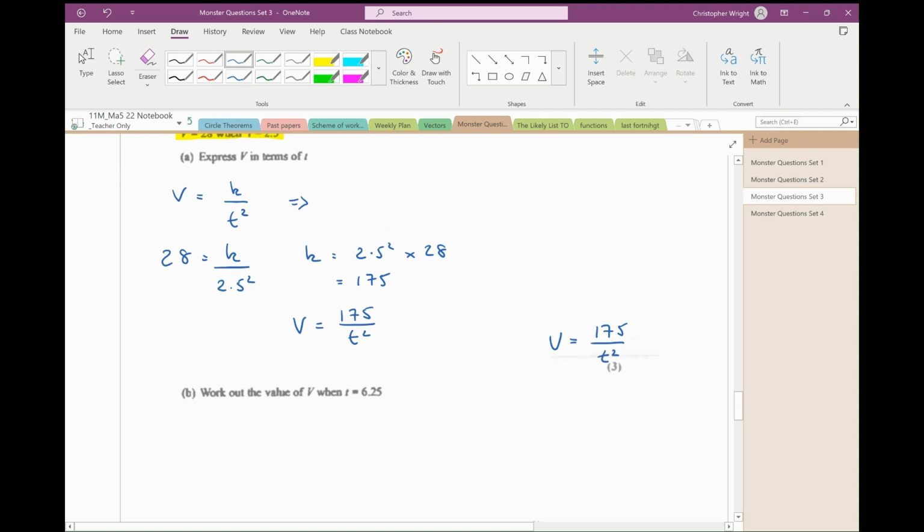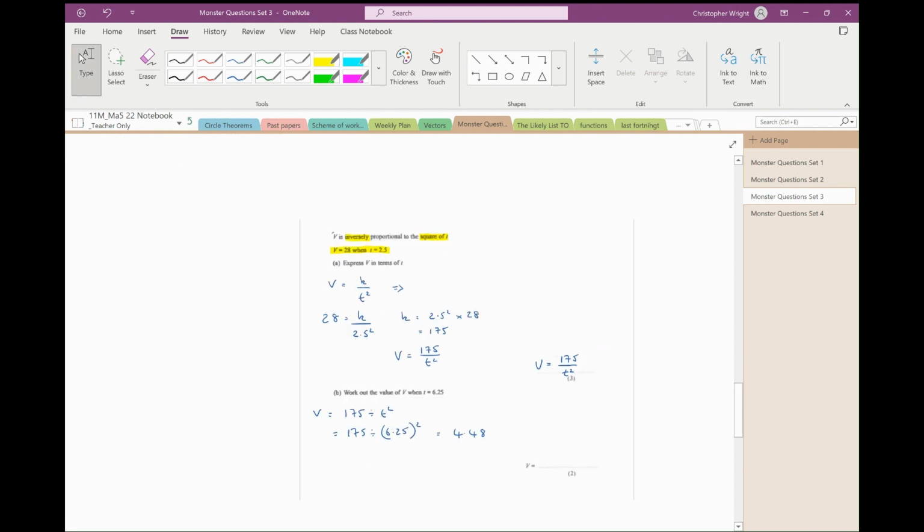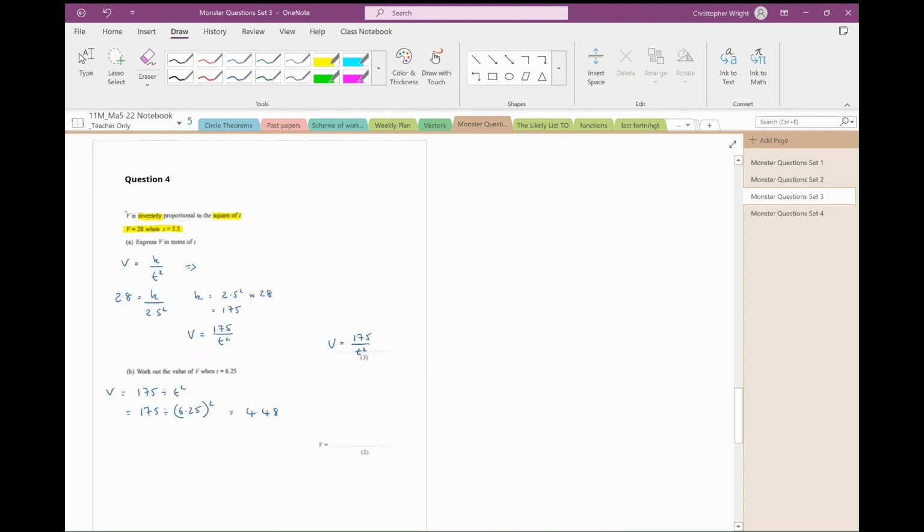And there is V expressed in terms of t. Work out the value of V when t is 6.25. Well, I know the formula now. V is 175 divided by t squared, so that's going to be 175 divided by 6 1/4 squared. So 175 divided by 6.25 squared gives me an answer of 4.48. And that is the solution to question 4.